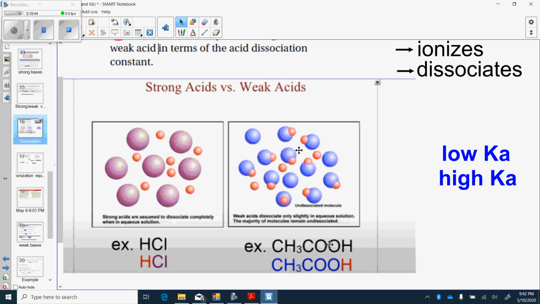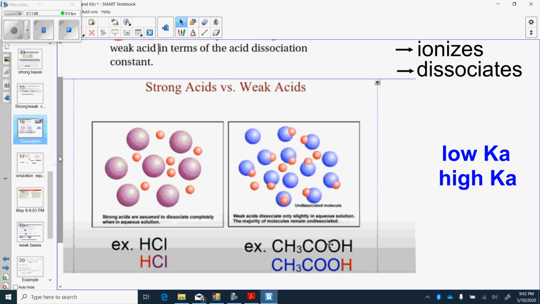This is a weak acid. So these guys, they haven't broken apart. They're staying together. This is acetic acid. But here we have an acetate ion, we have a hydrogen ion. So we've got some breakups, but not a full breakup. And so this would be a weak acid.